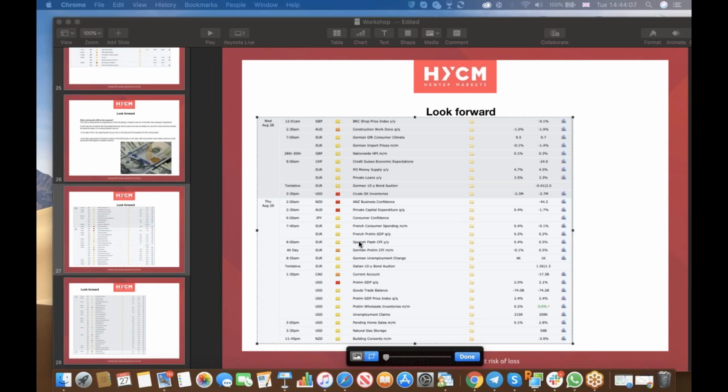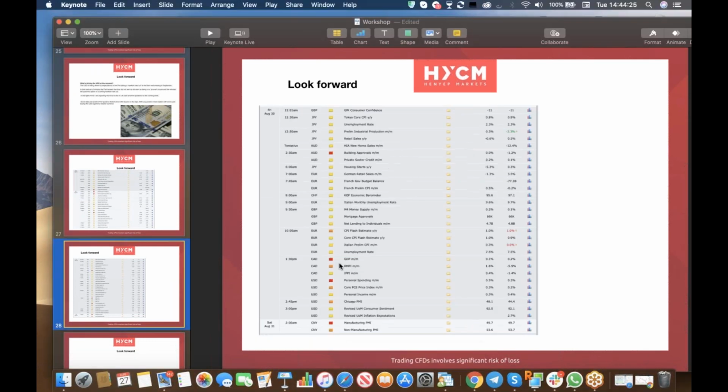We got some CPI data out for Germany that's coming out on Thursday. I've also got it for the Canadian dollar. Obviously, a whole swathe of US dollar data, but they're the main ones really for Thursday. Friday, we got some more Australian dollar data, building approvals, and we got CAD data. Okay, so that's one to watch.